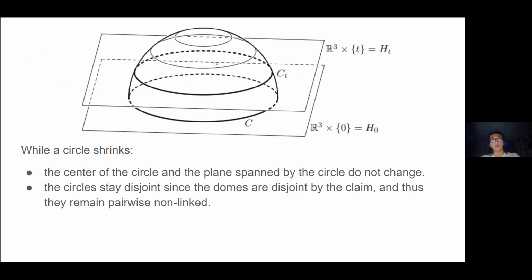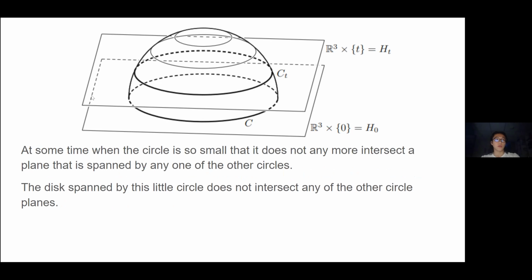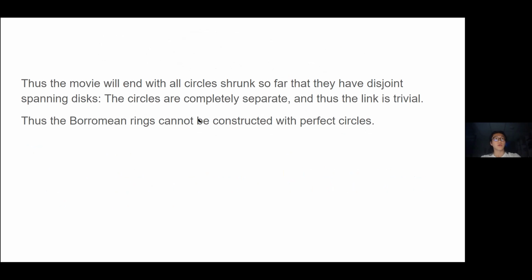As time goes by, it shrinks, becomes smaller and smaller, and eventually a point. At some time, the circle is so small that it does not intersect any plane spanned by any other one of the circles. And the disk spanned by the little circle does not intersect any of the other circle planes. Thus the movie will end with all circles shrunk so far that they have disjoint spanning disks. The circles are completely separate, and thus the link is trivial. Thus the Borromean rings cannot be constructed with perfect circles.